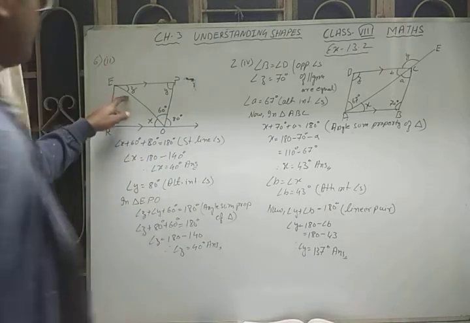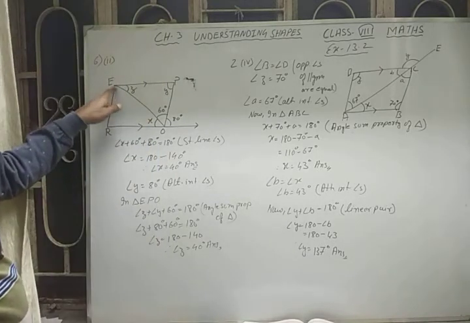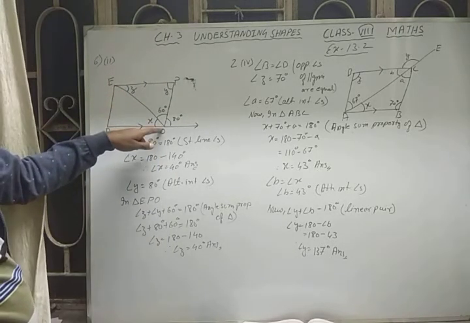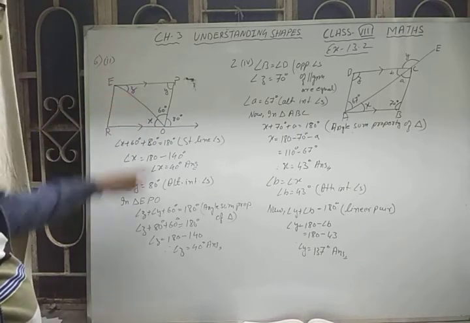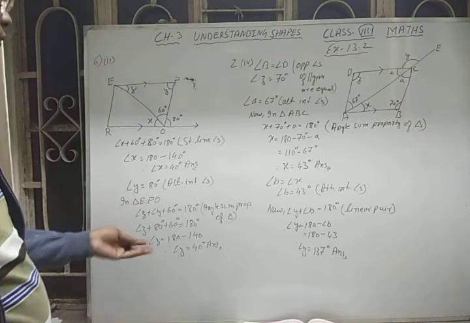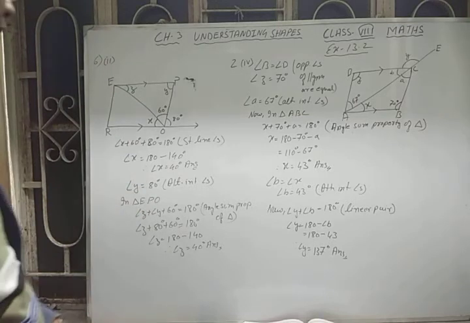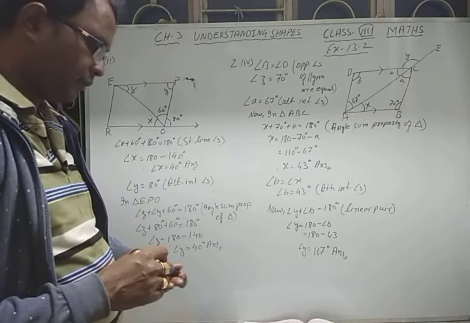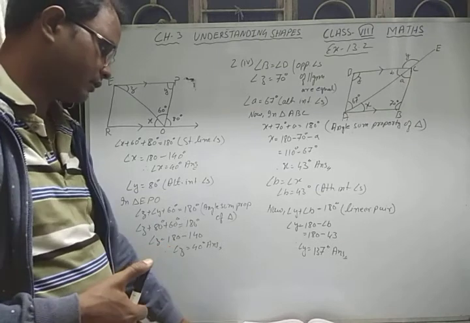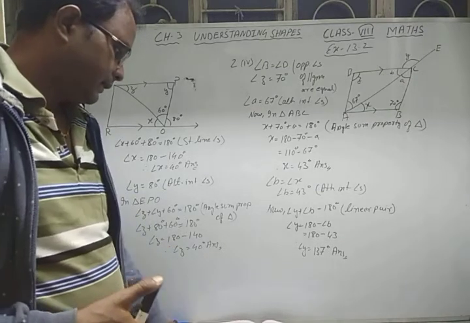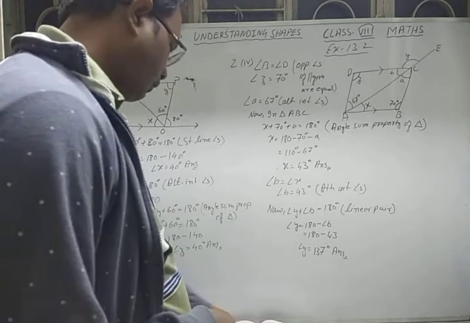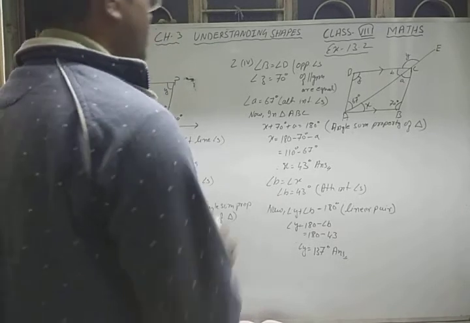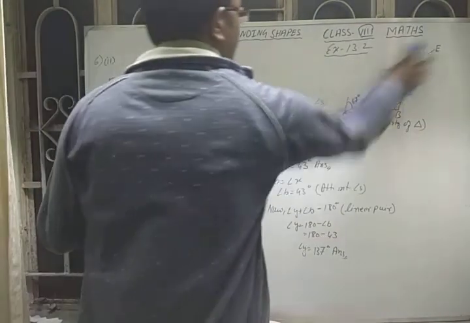Okay, so you can also write 40 from X and Z, because this EO is the transversal for these parallel lines. So Z is equal to X by alternate interior angles also. You can find the value of Z this way. Whatever the case, you can use the property and solve the questions. Now then, move to the next question.